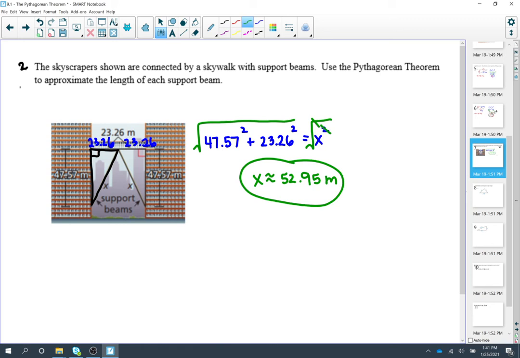Now, when you do this and you take the square root of both sides here, what I see students do is they cross out the square root with the squareds, and then they just say 47.57 plus 23.26. That is not correct. This square root does not cancel these squareds over here, so when you put this in your calculator, you have to put the whole thing.